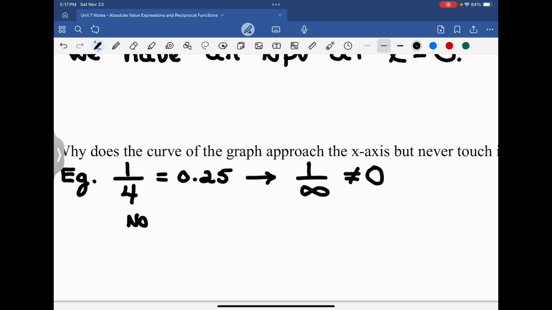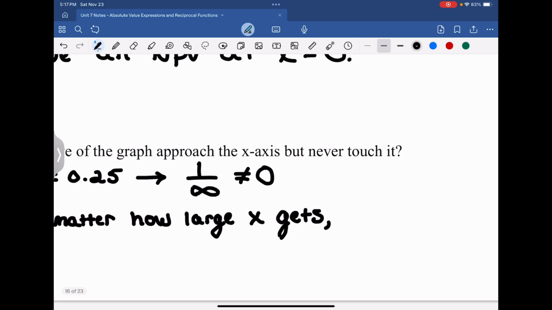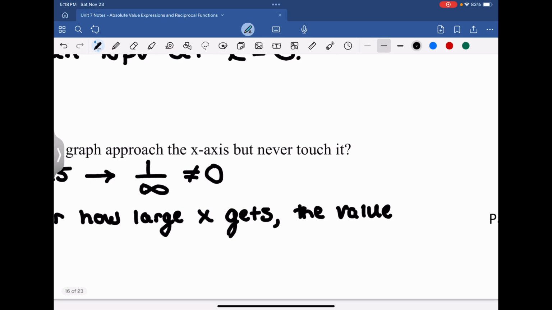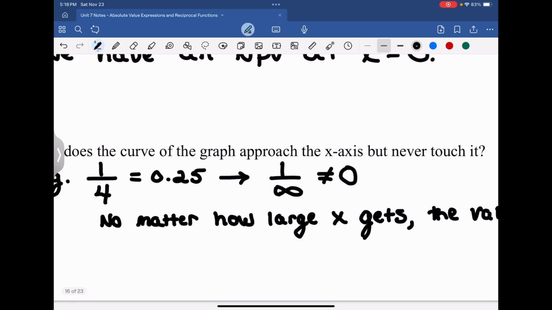So I'm going to put this here: no matter how large x gets, the value is still not 0. And I'll just short form it as does not equal 0.